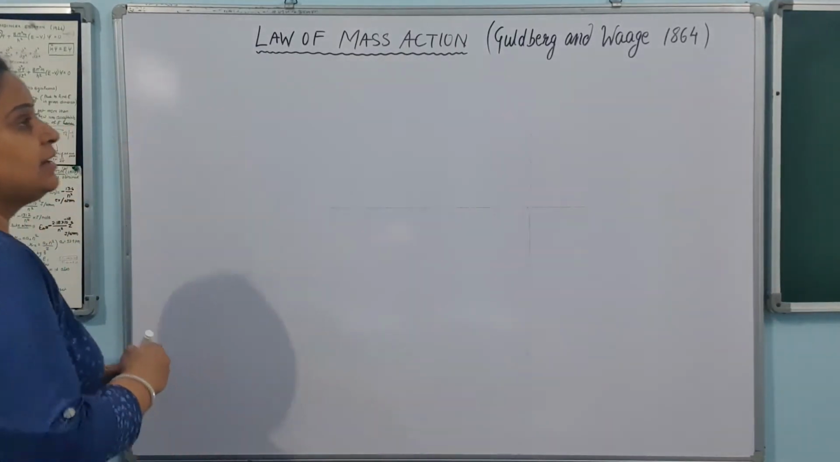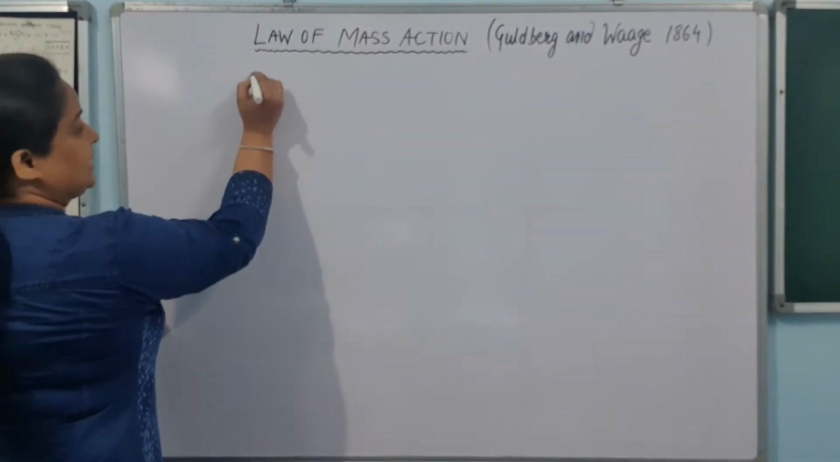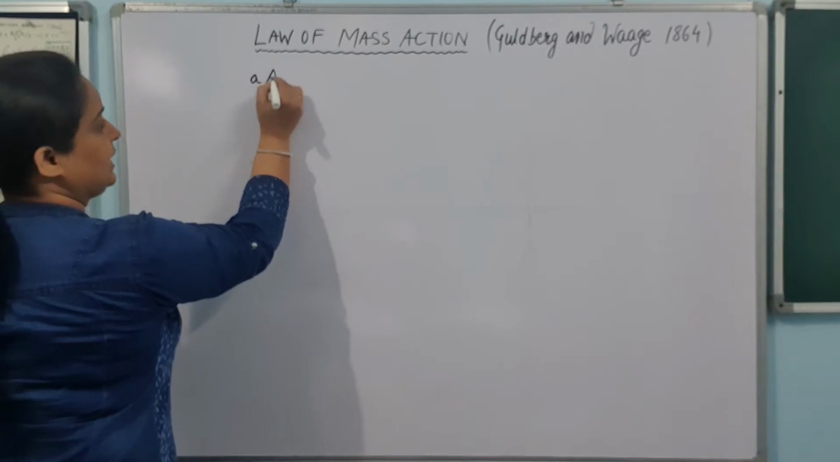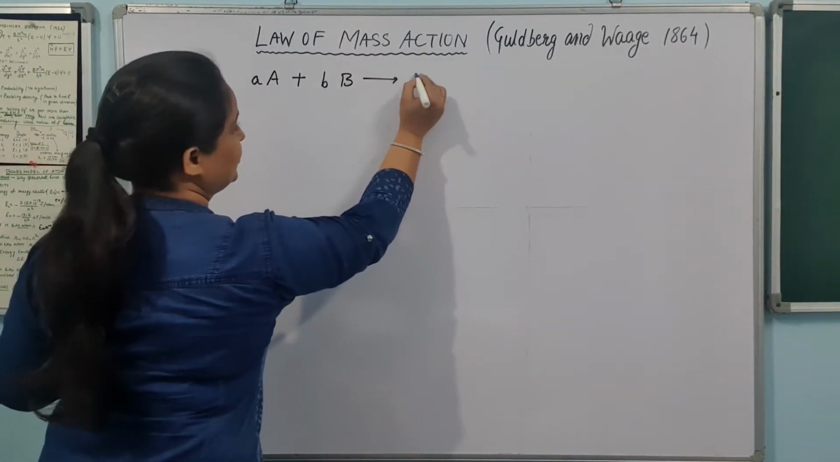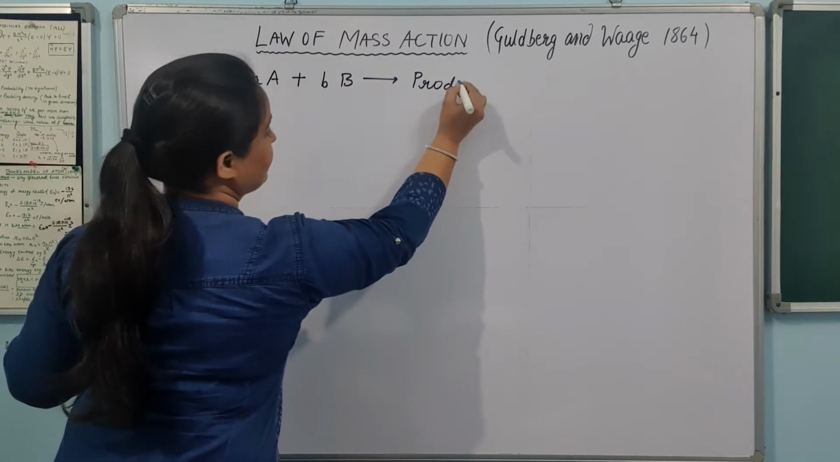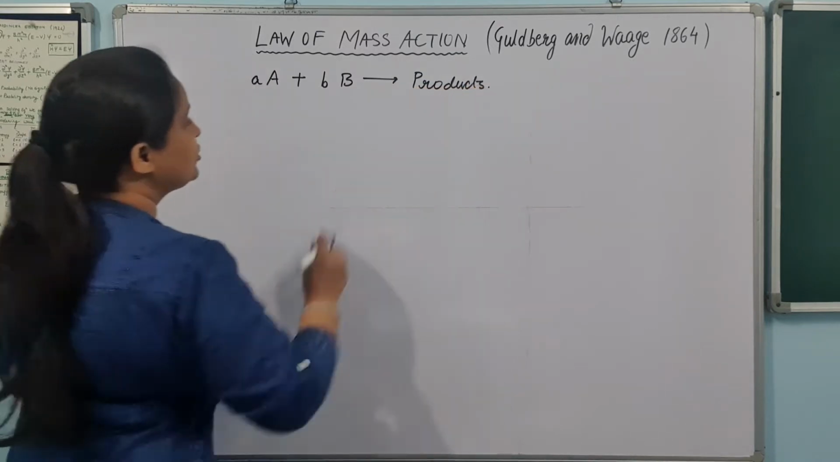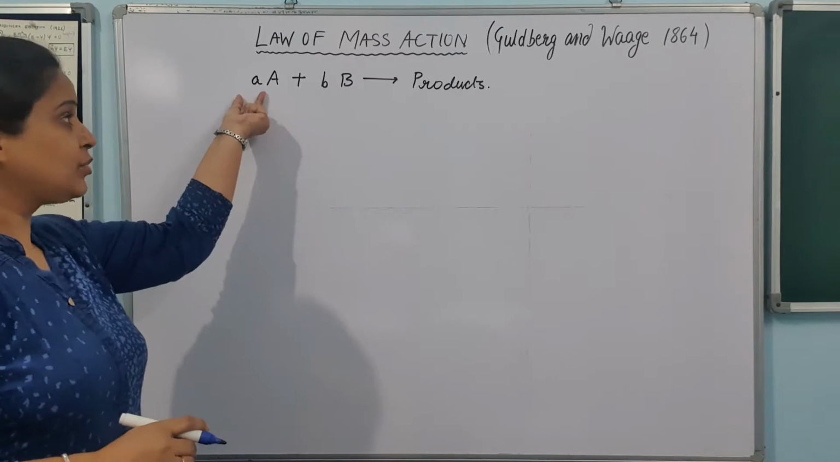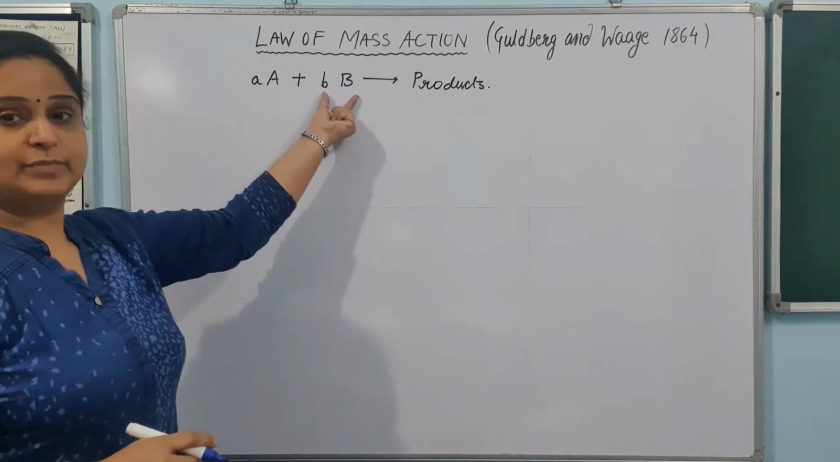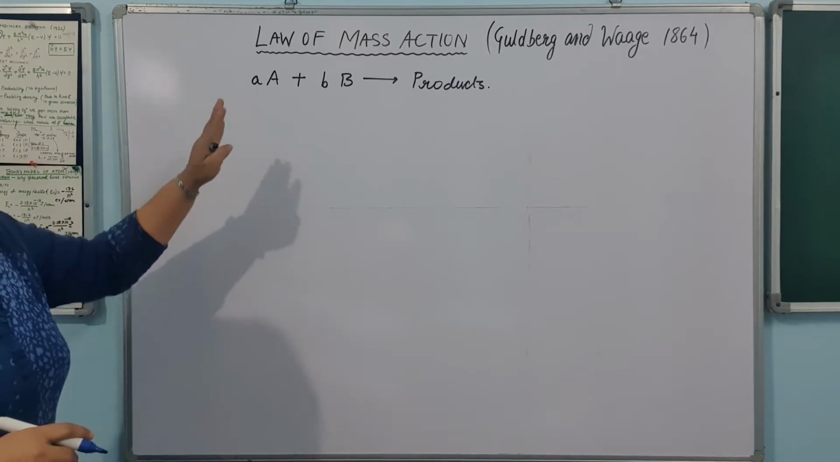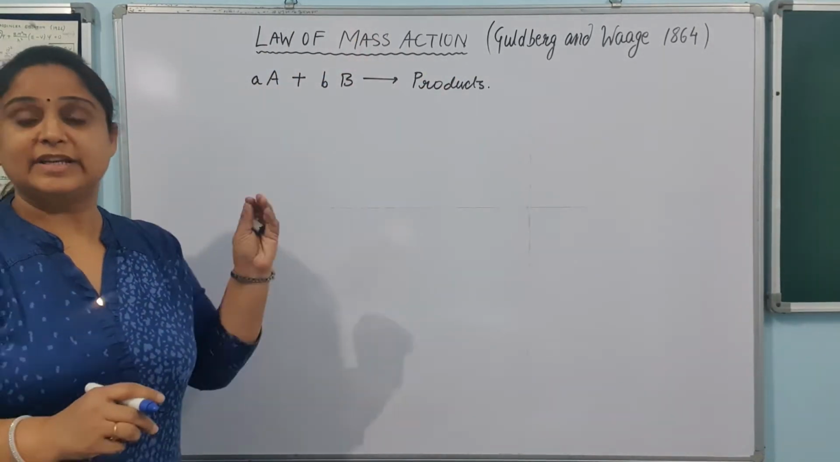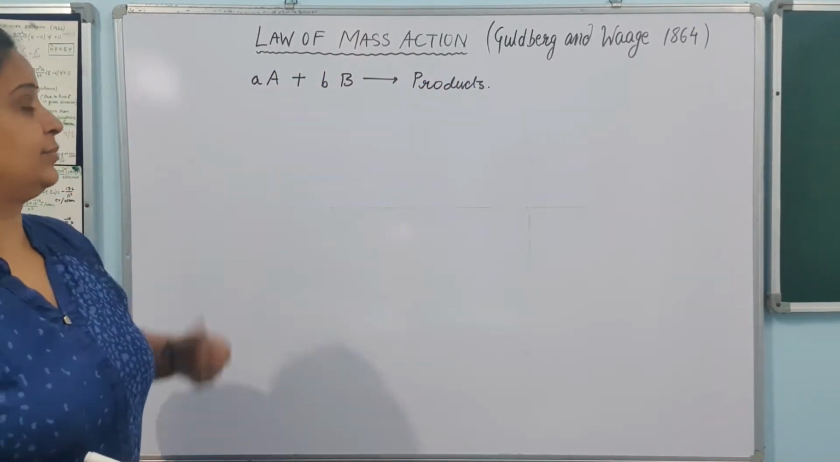Just assume that our reaction is A plus B, which is giving you products. So this is the reaction where a moles of A and b moles of B are reacting to form product. Now, what Guldberg and Waage said, they have given this concept of law of mass action.